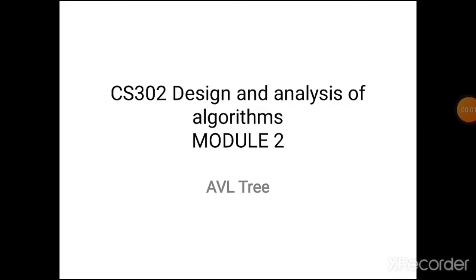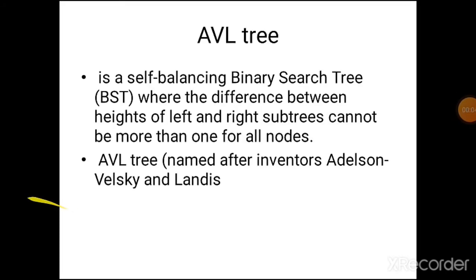Today we are going to discuss AVL tree. AVL tree, named after the inventors Adelson-Velsky and Landis, is a self-balancing binary search tree. That means it follows the binary search tree properties where the difference between the height of left and right subtrees cannot be more than 1 for all nodes. So when we find the balancing factor of each node, its value should be either 1, 0 or -1.